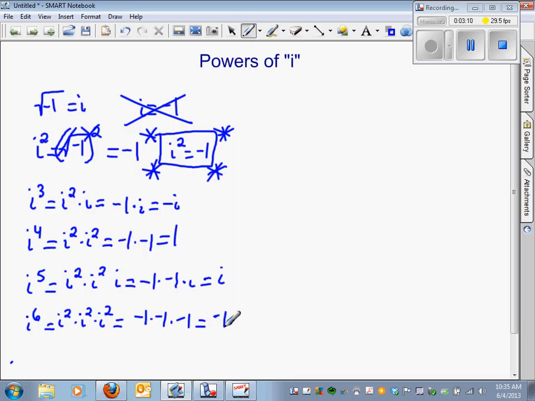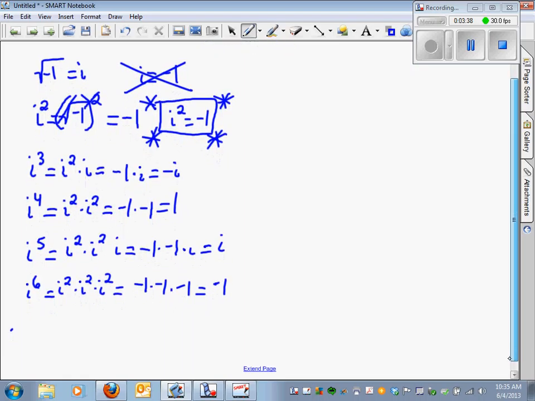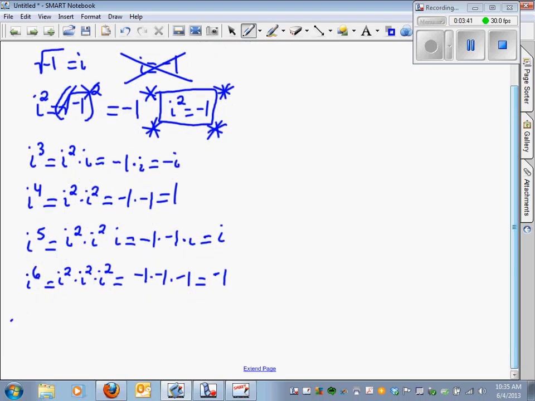You should be noticing something here. I to the first is I. I squared is -1. I to the third is -I. I to the fourth is +1. I to the fifth is I, the same thing as I to the first. I to the sixth is -1, the same thing as I squared. I to the seventh, then, if this pattern continues to hold, should be the same thing as I to the third. It should be equivalent to -I. Let's see if that continues to hold.